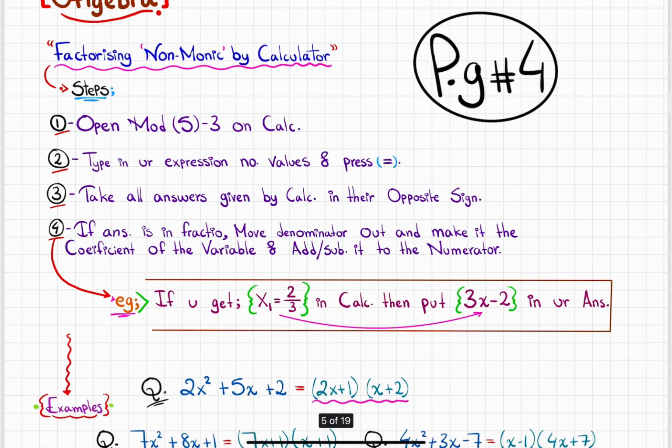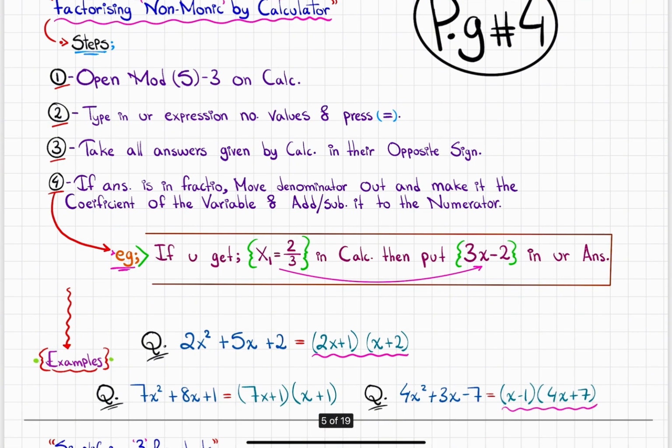To factorize non-monic, you use the calculator. So first, open mode 5 3 on your calculator, type in your expression's values, and press equal. Take all the answers given by the calculator in their opposite sign. If the answer is a fraction, move the denominator out and make it the coefficient of the variable and add or subtract it to the numerator.